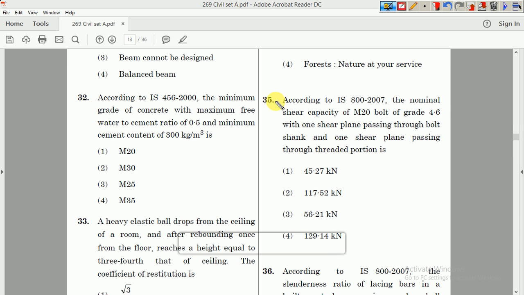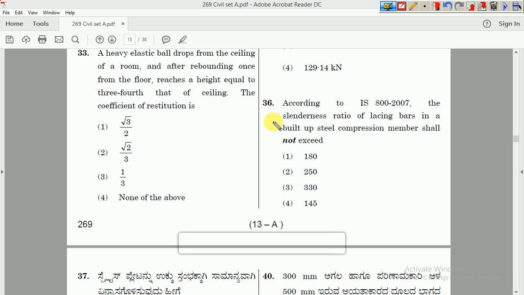Fine. Okay, this question appeared from steel. If you know the concept, you can easily answer this. This is a very easy question. So the fourth is the answer. Just go through this. Fine.